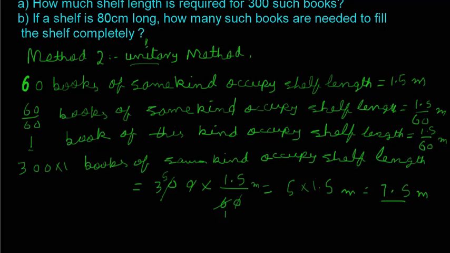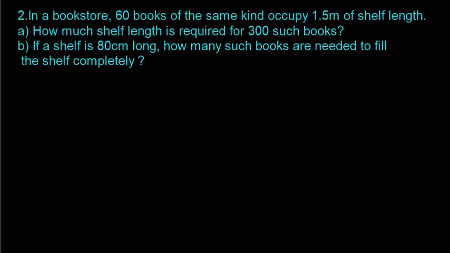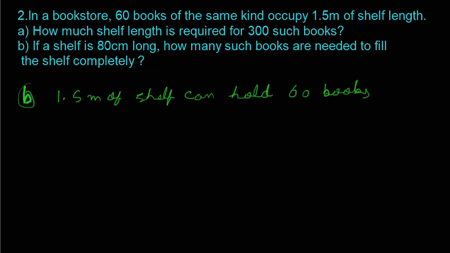So let's now make some sequence of words. Do 60 books of the same kind occupy 1.5 meter of shelf length? This can be written in another way, and there are so many ways to write this same statement in other words, and I will write it like: 1.5 meter of shelf length can hold 60 books. And for this I need to have this one, so to get it I can also write this 1.5.